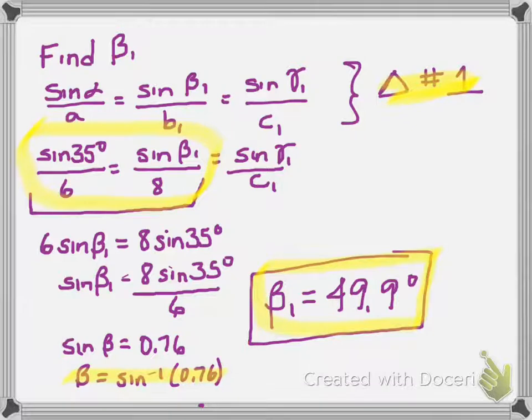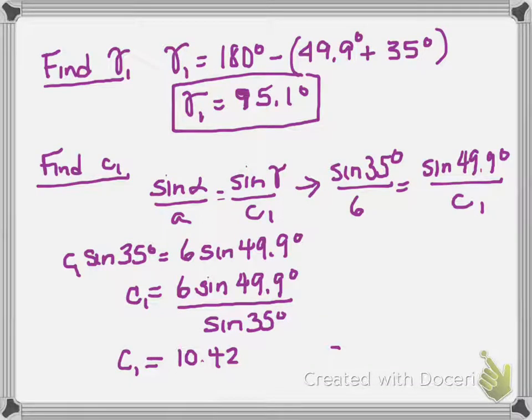Alright, now I'm going to use beta 1 to get my gamma 1 and to also get my C1. So we're doing the same thing again. To find gamma 1, I do 180 minus 49.9 degrees plus 35 degrees. And I get gamma 1 is equal to 95.1 degrees. So that's my gamma 1, just like we did previously. Then I find my C1. I set up my ratios. I cross multiply, and I get C1 is equal to 10.42.